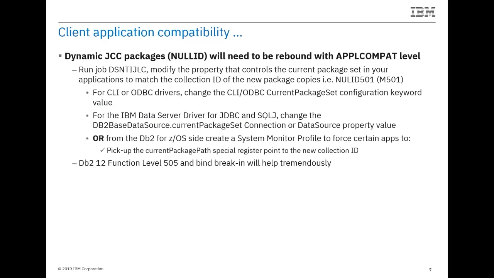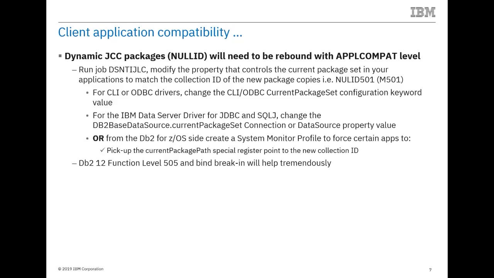So of course, you want to rebind the JCC packages, the NULLID collection, with the applicable APPLCOMPAT level as you migrate up through the different function levels. We put a job in there, the DSNTIJLC, to help. It's basically a bind copy to copy those NULLIDs over. But again, that doesn't help you break in to them. And as we know, dynamic packages are almost always in use.